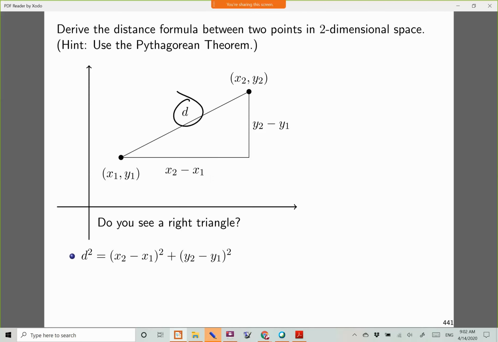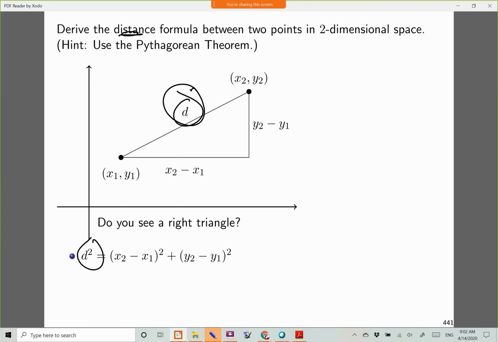So d squared is what I chose to write first. You could swap the sides if you'd like of an equation. And then you've got a here squared, and then you have b here squared, right? So that's standard applying of the Pythagorean theorem. And now here's the thing. In the end, we wanted distance. We wanted d, not d squared.